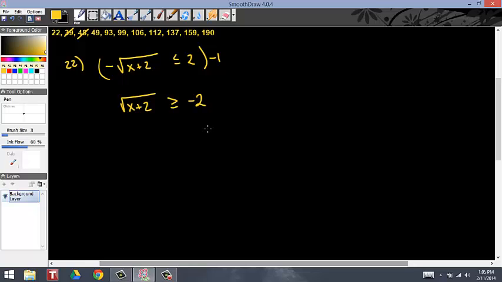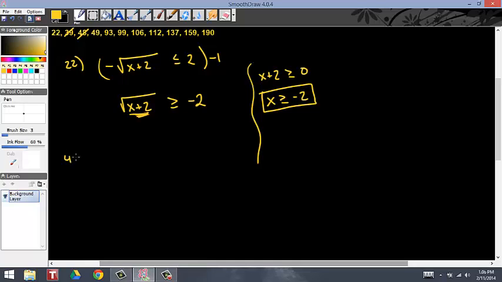Now, theoretically, this should be all real numbers, right? Because whatever jumps out of a radical needs to be positive, which is always going to be greater than negative 2. However, we still have a bit of a domain issue here, where x plus 2 has to be greater than or equal to what number? Has to be greater than or equal to what number, people? 0. The inside of a radical has to be positive, right? So x has got to be greater than or equal to negative 2. And that's your answer. So that's number 22. Let's go on to number 49.